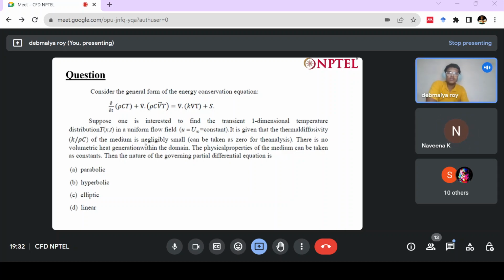This is a form of transport equation. This is the energy conservation equation, where temperature is involved. In this case, there are some conditions given, and we have to find out whether this equation is elliptic, hyperbolic, or parabolic.